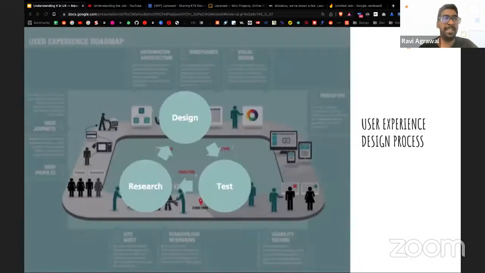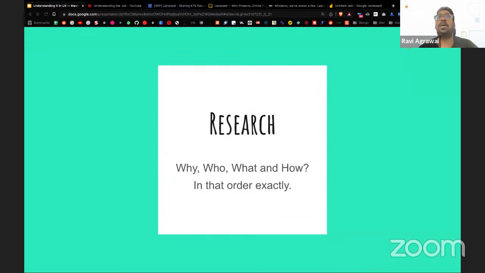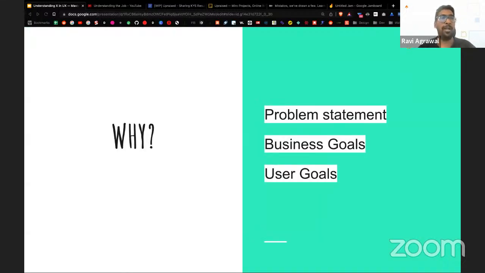We'll talk about each one of these three things in depth: research, design, and test. So let's talk about research. Research is all about the why, who, what, and how in exactly that order, right? The order is very important, because if you start any other way around, the story is very different. It is very important to start with the why, right? What will the why enable you to do? It will enable you to get the problem statement right. It will help you get the business goals right, and it will help you get the user goals right. So let's talk about each one of these things, right?